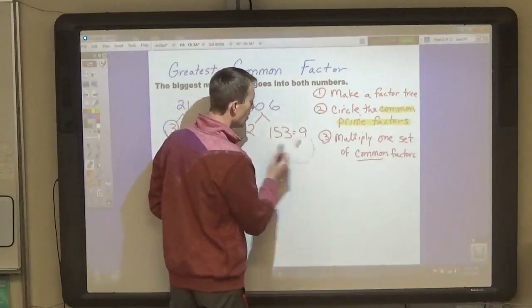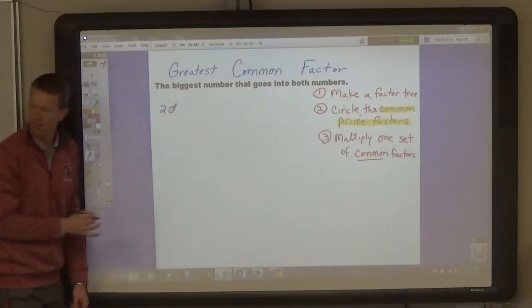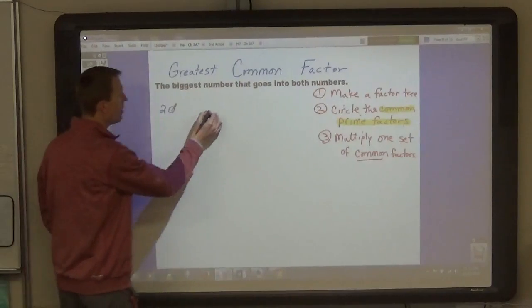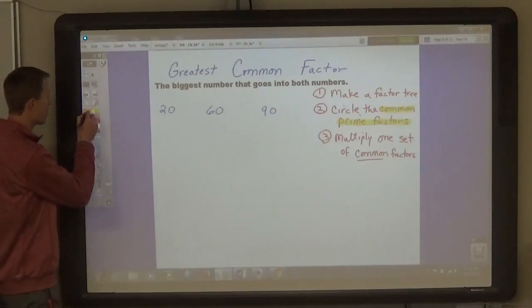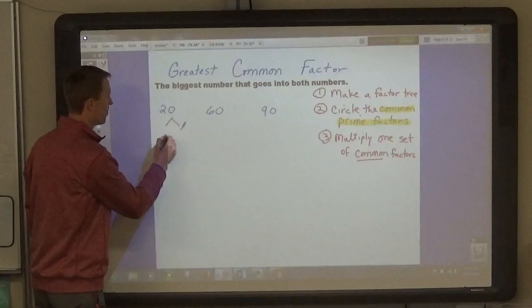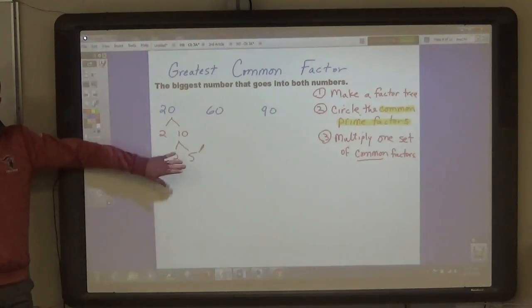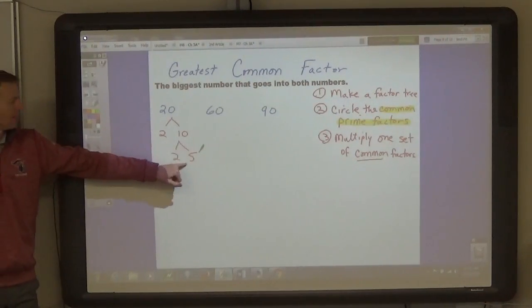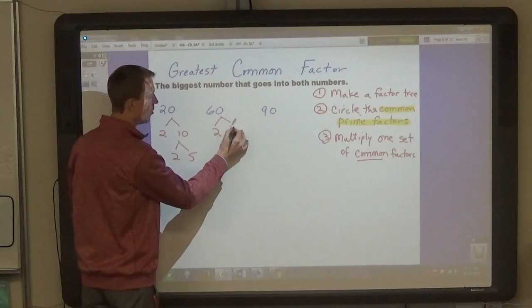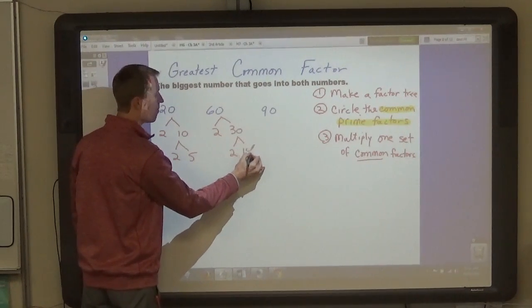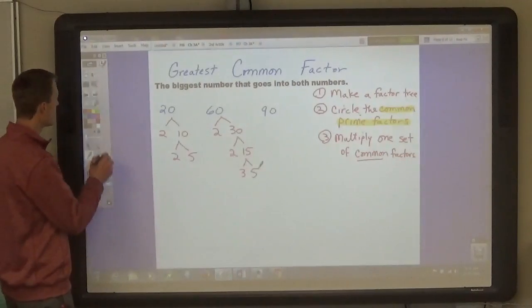Sometimes you'll have 3 numbers that you have to factor to find the greatest common factor. Like 20 and 60 and 90. So, let's factor those. I love factoring. 2 and 10, 2 and 5, right? Those are prime numbers, so we'll stop. Let's factor 60. 2 times 30, 2 times 15, 3 times 5. And let's factor 90.